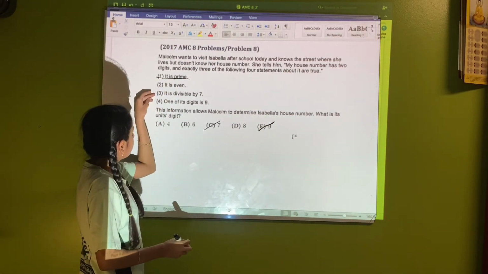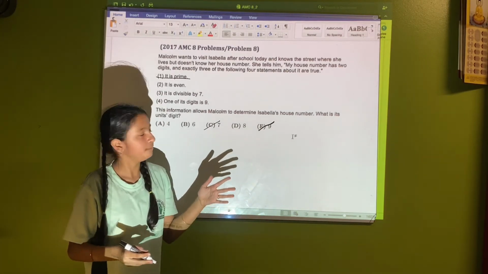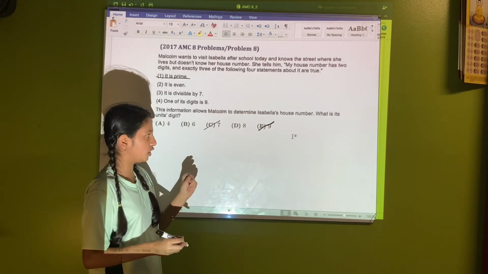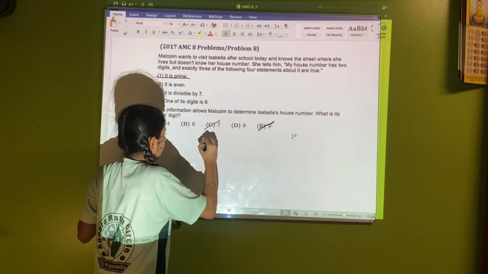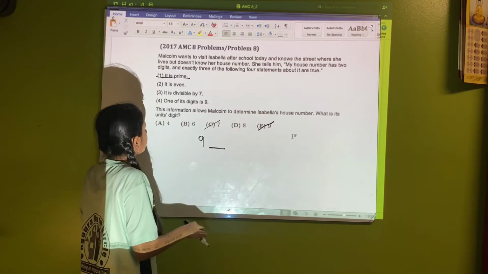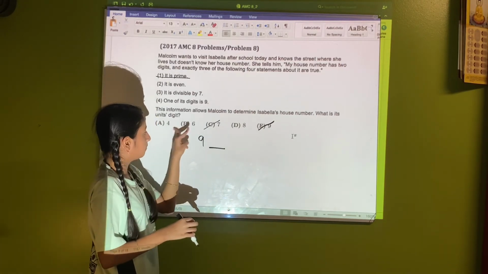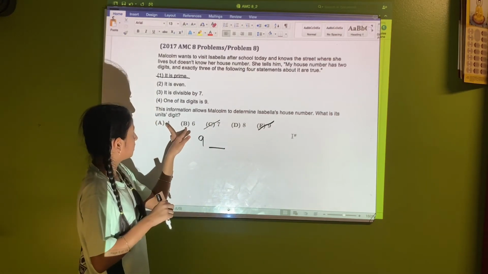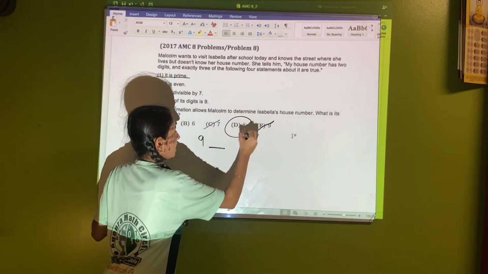Next, it is divisible by 7. We can't really tell anything right now. For one of its digits is 9. This is a 2-digit number, and its last digit has to be even. Because 9 is odd, we know that's this digit, so we need to still find out this one. So it is divisible by 7. In this case, the easiest thing to do is to plug in these numbers and find out. 4 and 6 aren't divisible by 7, this one gives a remainder, so we know D, 8 is our answer.